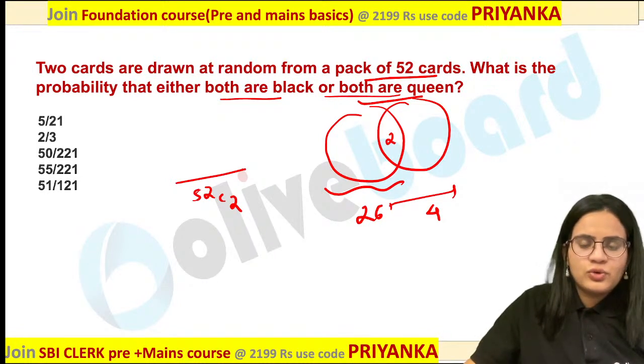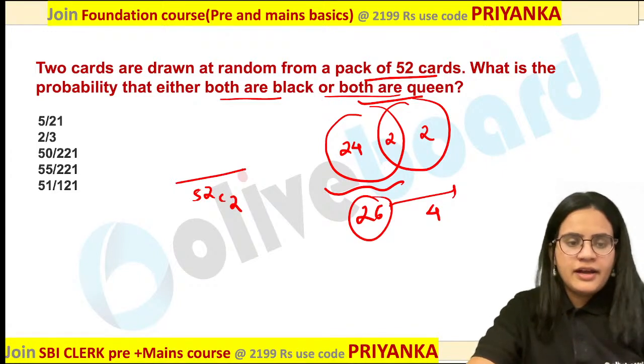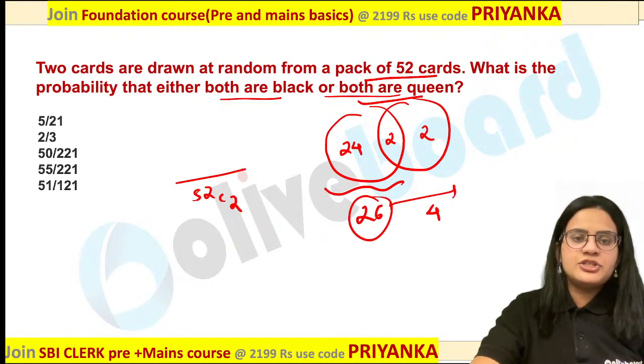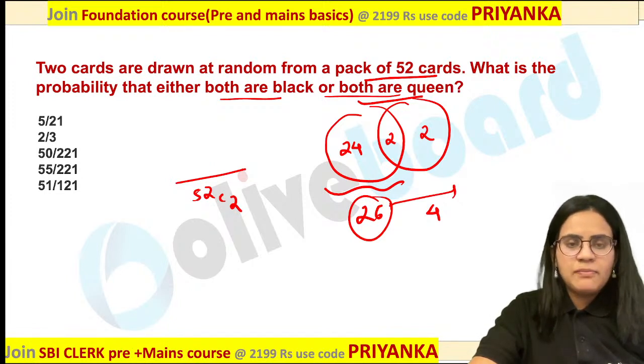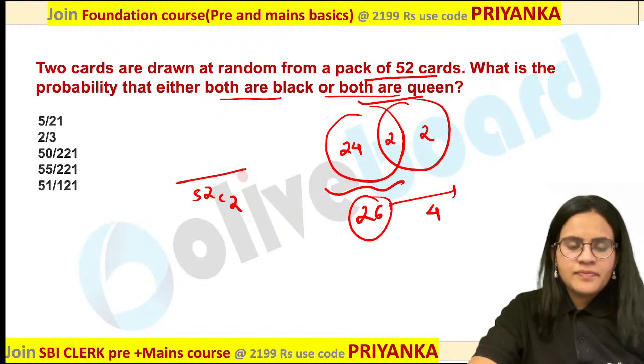If this value is 2, the remaining value has to be 2 and this value has to be 24. Everybody is getting my point over here? So basically I have to calculate which all conditions are satisfying this condition over here. So both are black or both are queen over here. Everybody is following this particular concept over here?